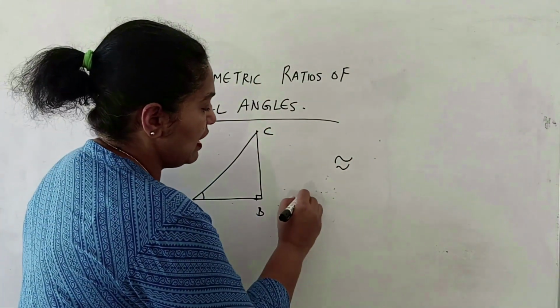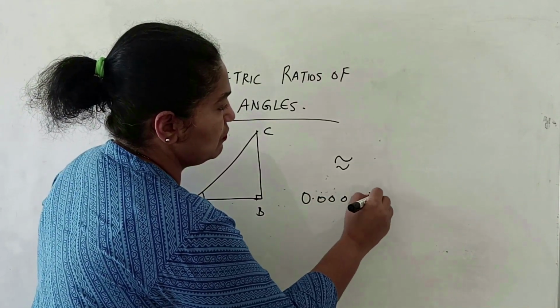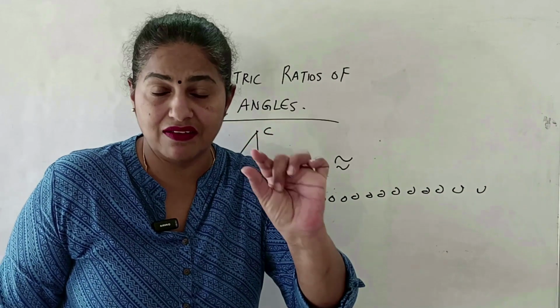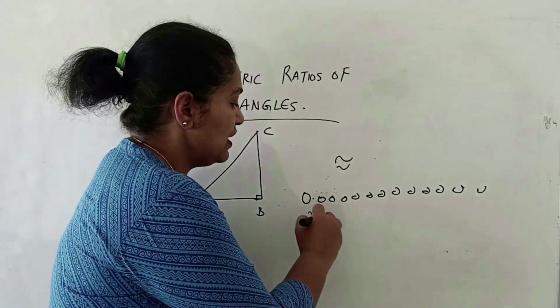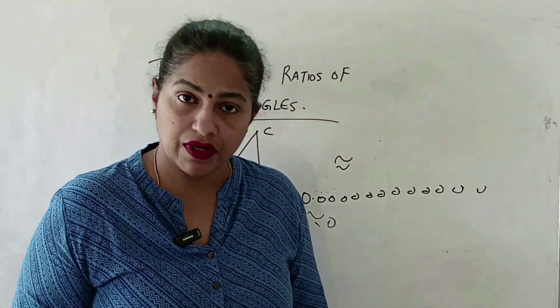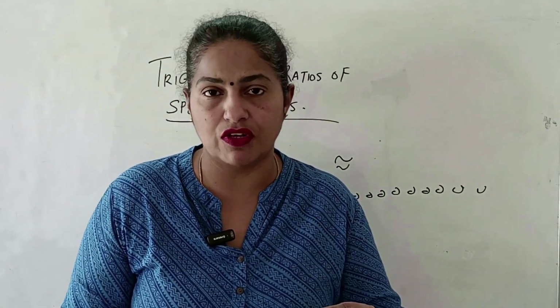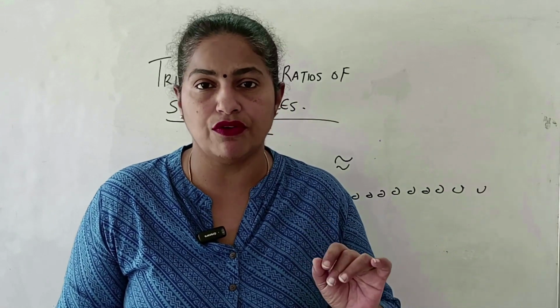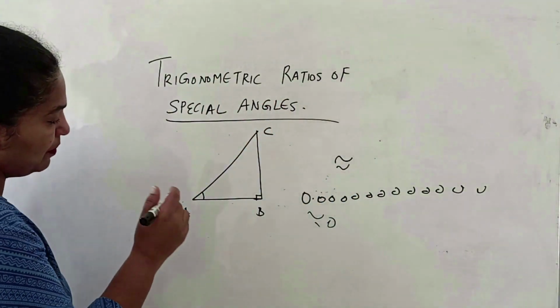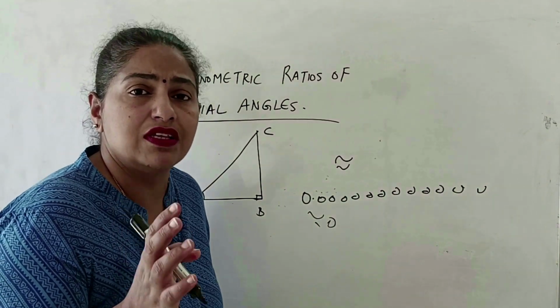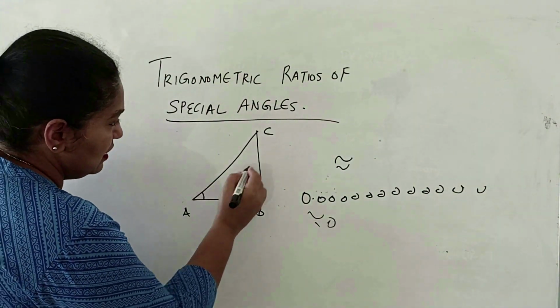So, a value which is very close to 0 is our idea. Suppose the value is 0.000000000, let it go on and on. But still there is an angle. But this value can be approximated to 0. So, we are finding out the value of the trigonometric ratios for a 0 degree angle. Now, let us see how we are going to get it. Suppose this angle has got a particular value, let it be 45 degrees or 35 degrees, whatever it be.